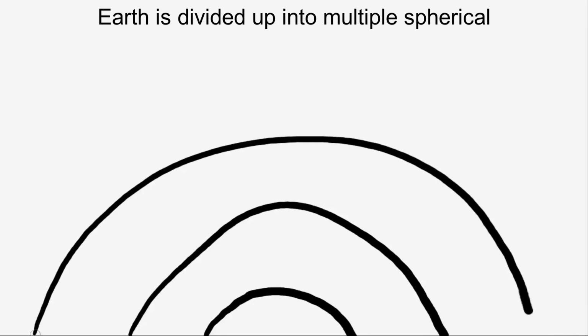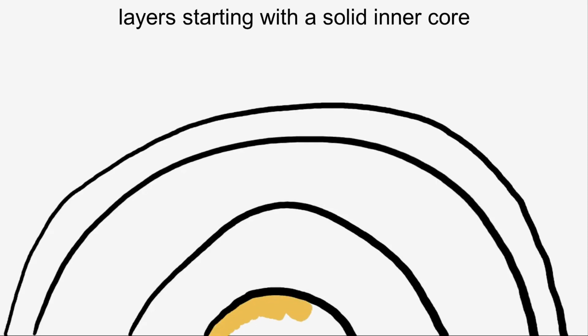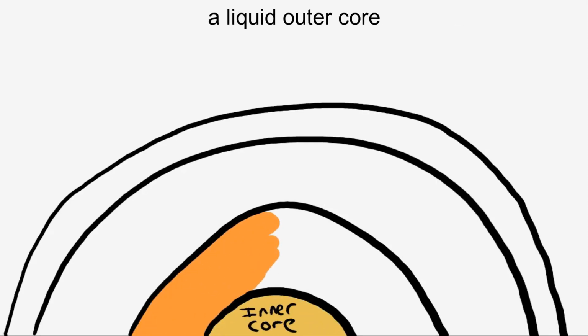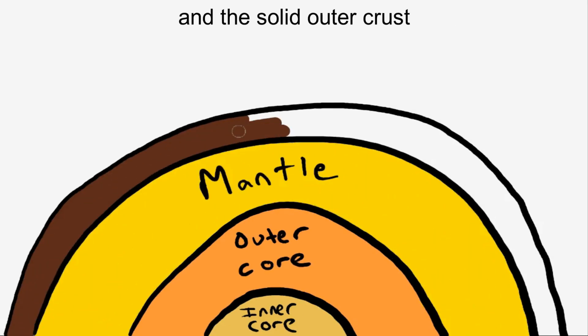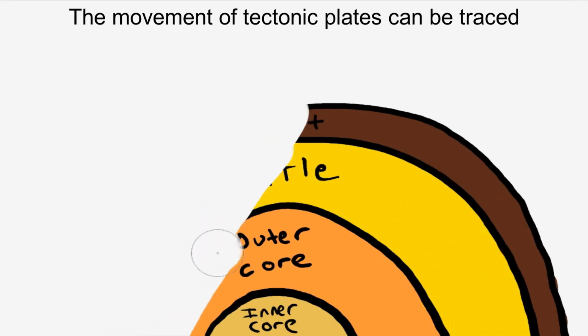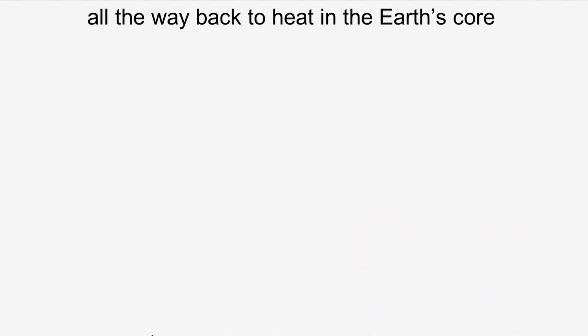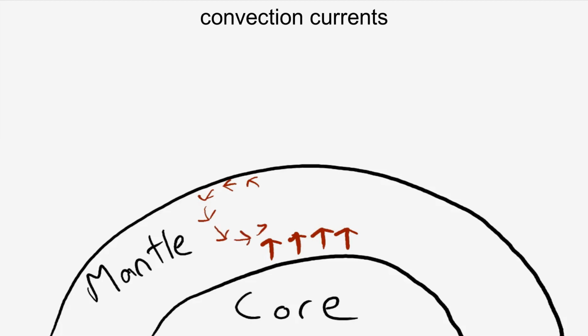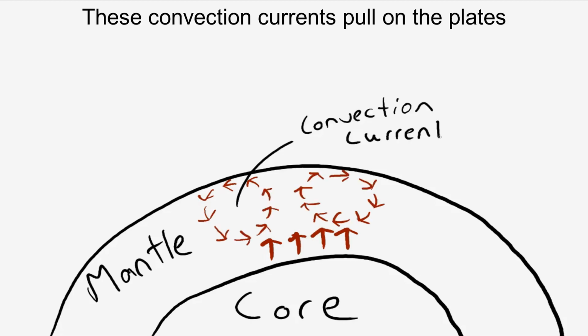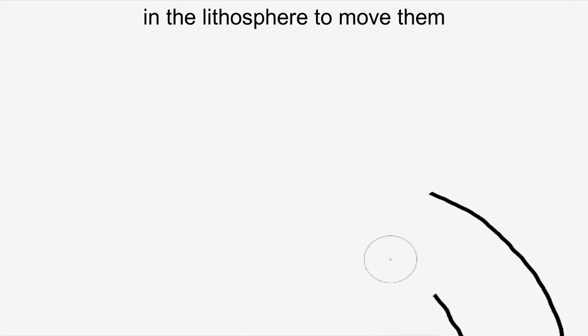Earth is divided up into multiple spherical layers, starting with a solid inner core, a liquid outer core, a more viscous mantle, and then the solid outer crust. The movement of tectonic plates can be traced all the way back to heat in the Earth's core that rises through the mantle to form convection currents. These convection currents pull on the plates in the lithosphere to move them.